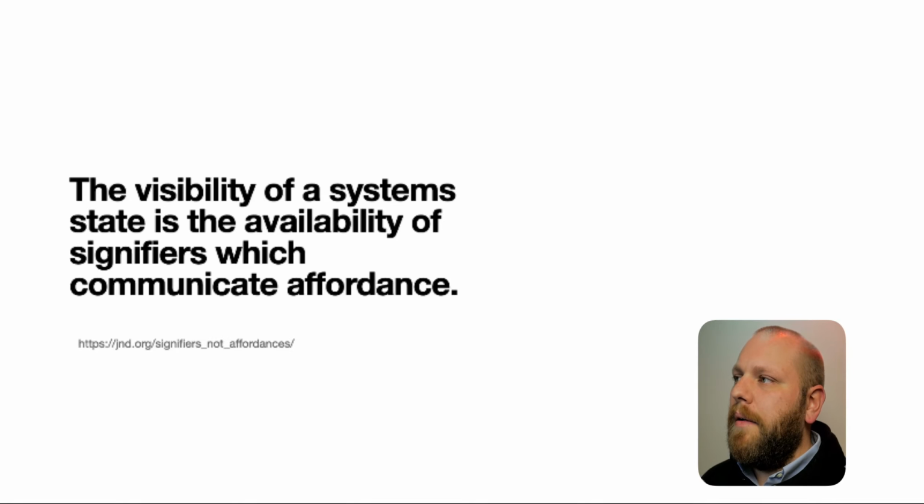And so lastly, let's put those things together. The visibility of a system state is the availability of signifiers which communicate affordance. It's a bit of a mouthful and a bit of a complex thing to get in your head all of a sudden. So let's dive into a practical example where we're going to take this idea of visibility, a system state, the availability of signifiers, and look at how they actually communicate affordances.